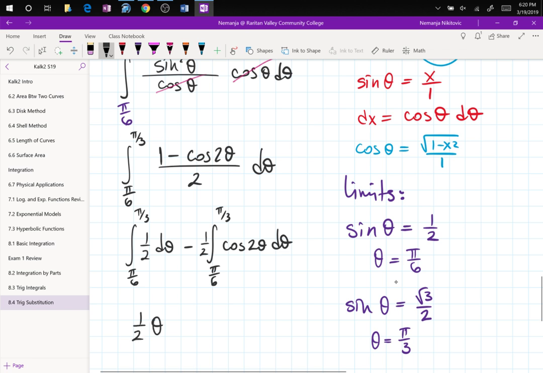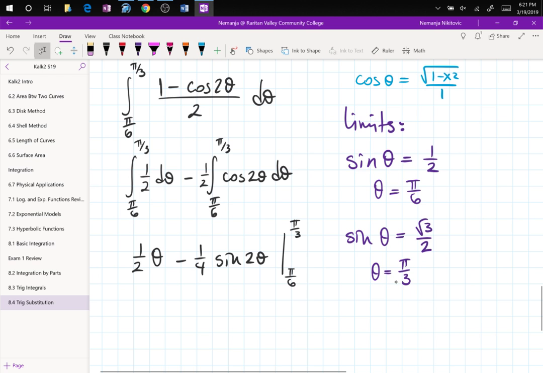So 1/2 θ minus 1/4 sine 2θ, because when you integrate cosine 2θ, there is a half that goes out. And now we have our π/6 to π/3 limits. We have 1/2 π/3 minus 1/4 sine of 2π/3 minus 1/2 π/6.